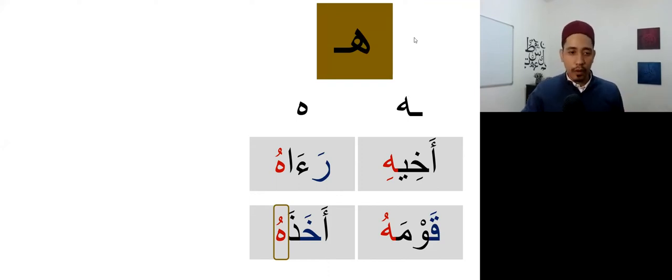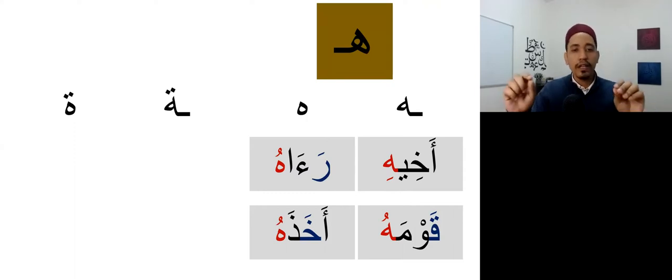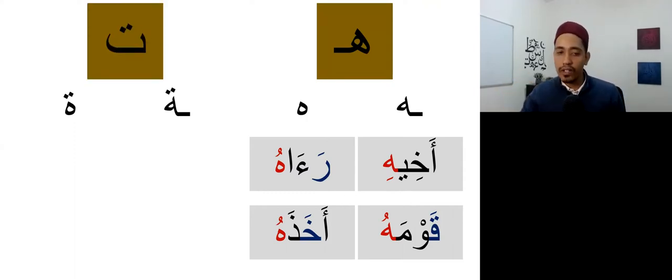What we're going to talk about now is if these exact shapes, these two shapes, appear with two dots on top, like the ta. Then these letters are not ha, they are the letter ta, exactly the letter ta. So you'll know by the two dots on top. When you practice these two, practice them side by side so that you can get used to it. But this is a letter ta.